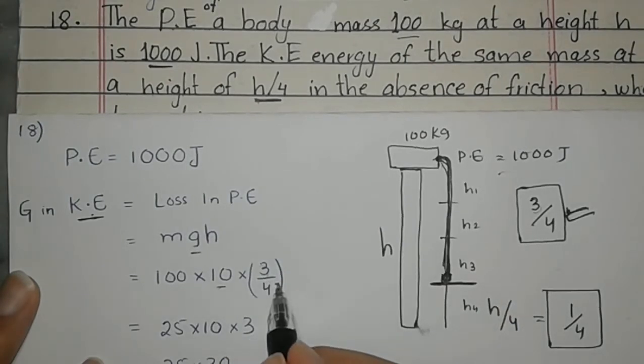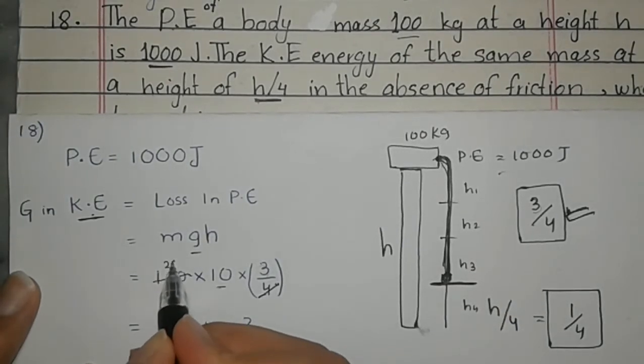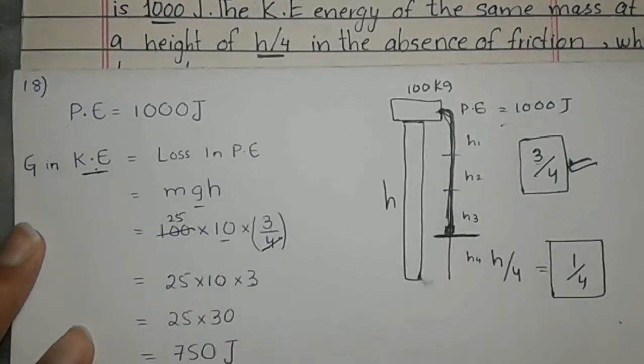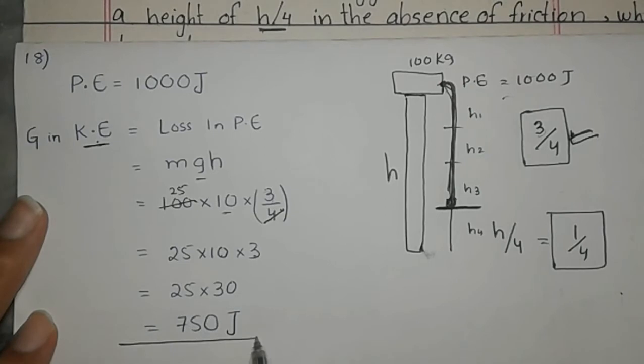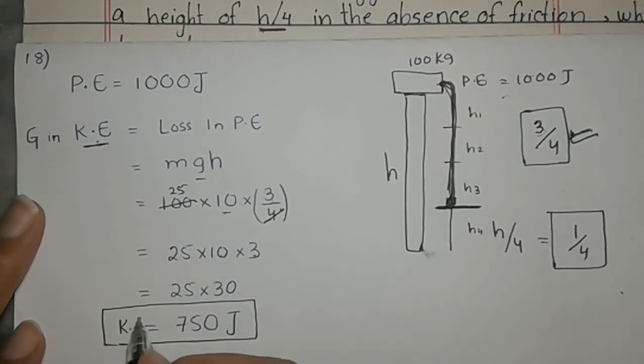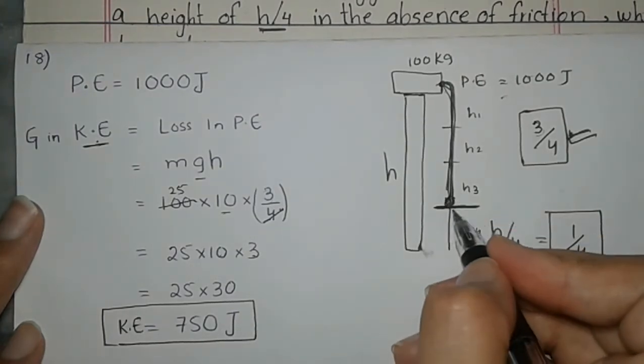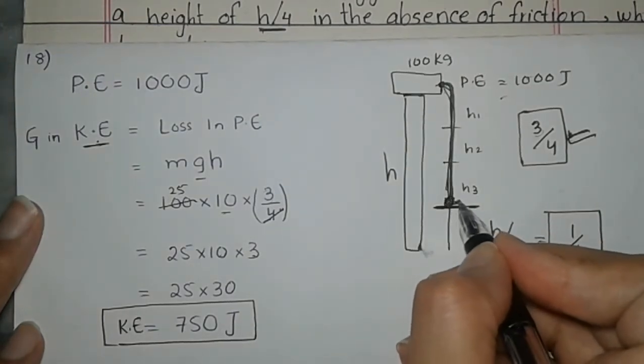When 4 ones are 4 and 4 25s are 100. So 3 tens are 30, and when we multiply it, 750 joule of kinetic energy will be at that point. Okay, a body will have 750 joule kinetic energy at this point.